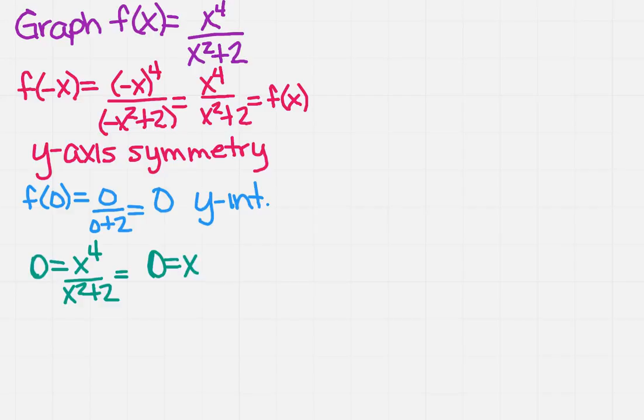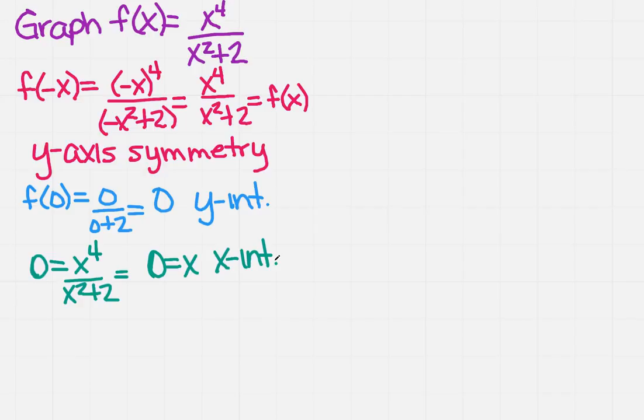So when you did this one, you should have plugged in 0 for y and solved for x. We got 0 again, so that means that our x-intercept is also going to be 0. So now what do we need to find? Oh yes, we need to find asymptotes, right?